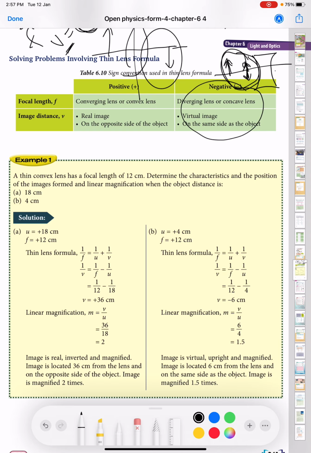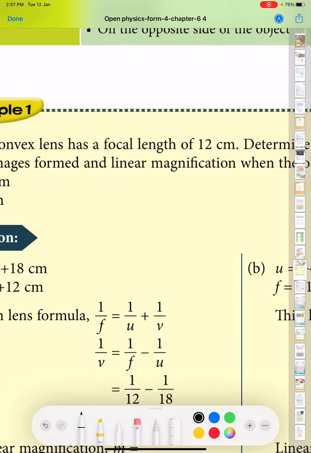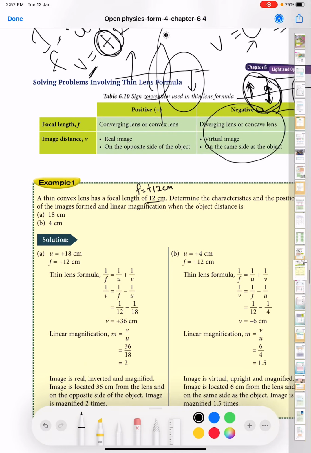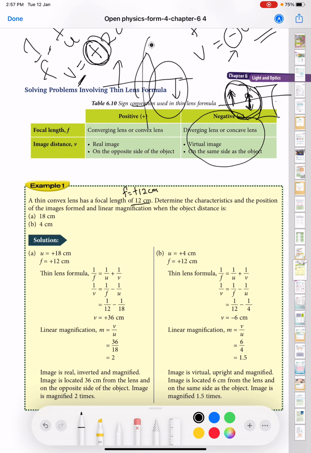Alright, so first thing, when you get the question, okay, a thin convex lens has a focal length of 12 cm. So remember, the convention for the convex lens is positive, right? So that means this is your f with the value of positive 12 cm. Right, so determine the characteristic and the position. Okay, the characteristic is not something you calculate, so you can leave this first. And the position of the image, this is also not the calculation part. You can leave this first. Okay. So you only have f equals positive 12 cm, and you also have an object distance of 18 cm.